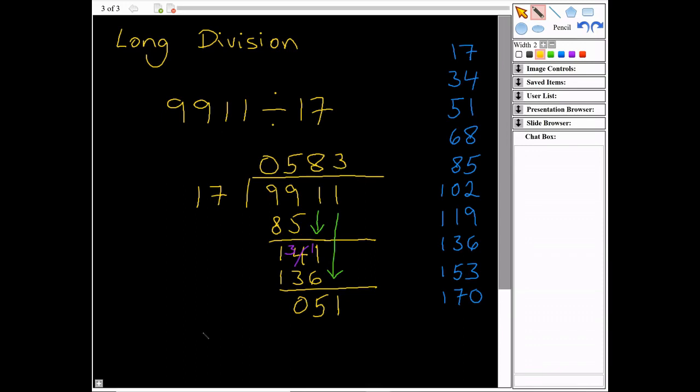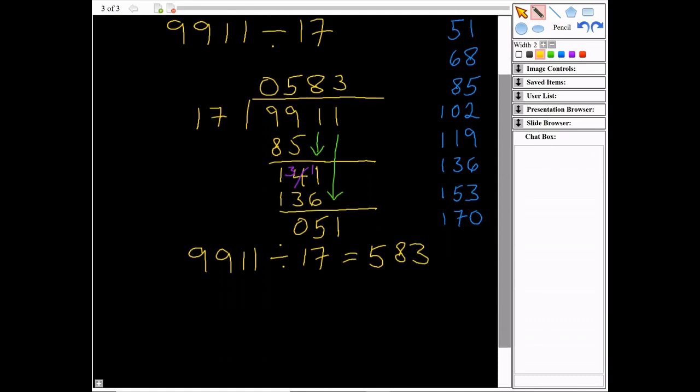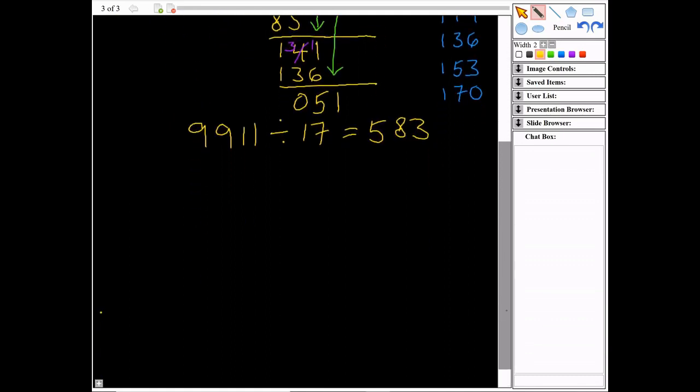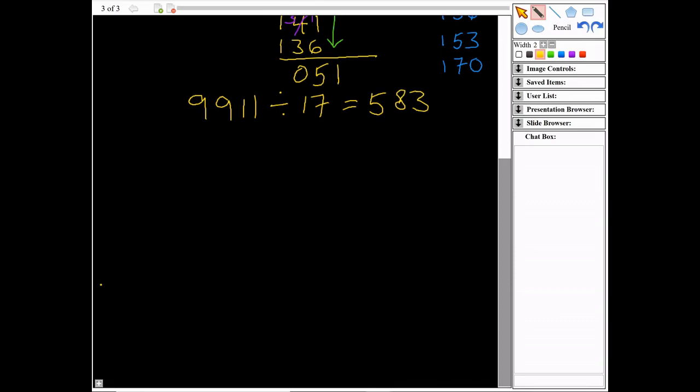So 9,911 divided by 17 equals 583. All right, let's go do another example as well, just so we can get that more clear as to what's going on. So this time we're going to do one where maybe we'll have a remainder of some description. So I'm just going to invent something.